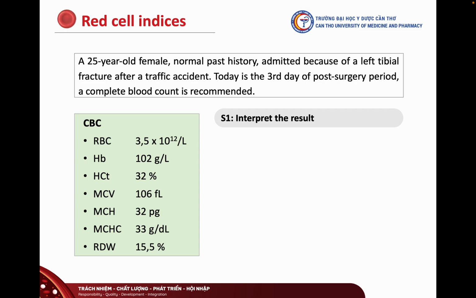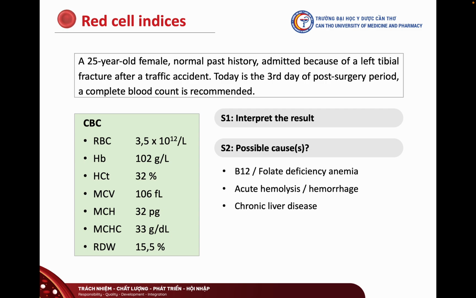And now we ask, what causes macrocytic anemia in someone like this? Think about the context. She's young, no chronic illness, but she just had surgery and trauma. That raises a possibility: is her bone marrow responding to acute blood loss? In early stages of recovery, the bone marrow increases red cell production, and in doing so, it releases more reticulocytes, which are larger in size. That can push the MCV upward, giving a transient macrocytic picture.